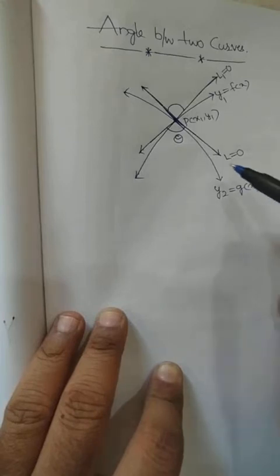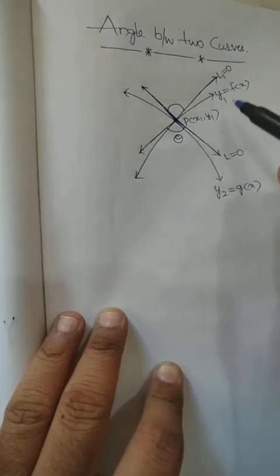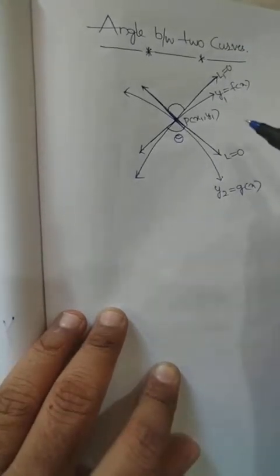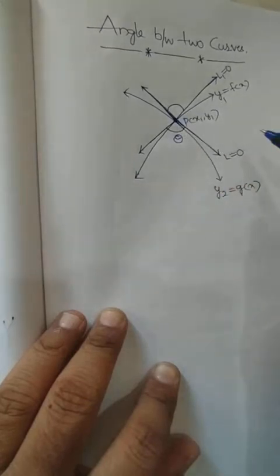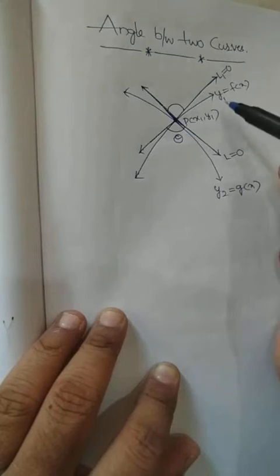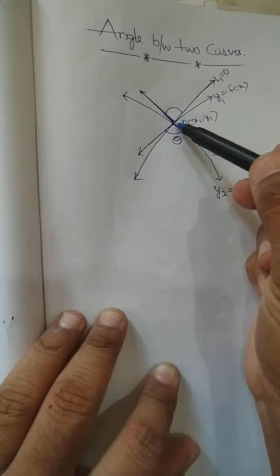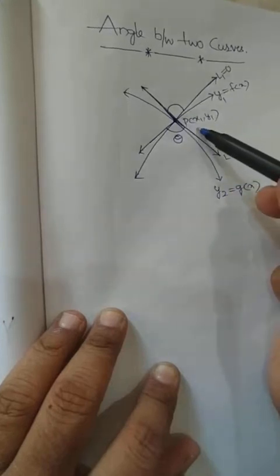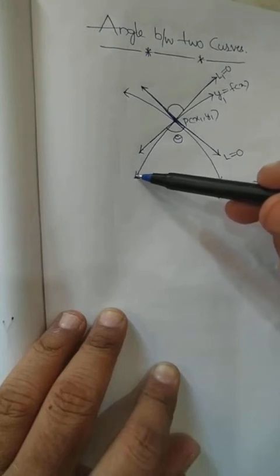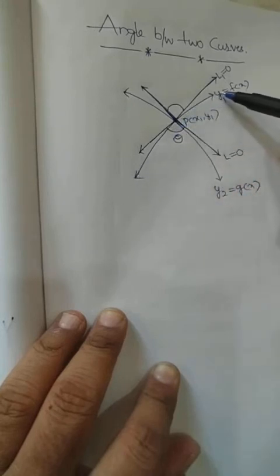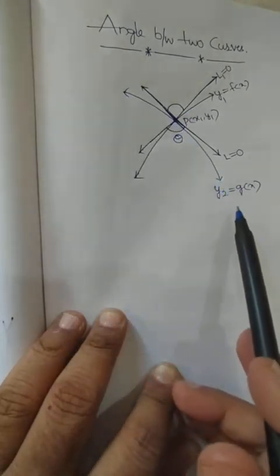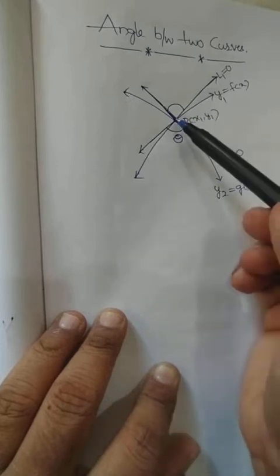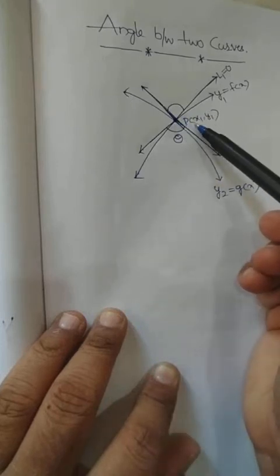When we are getting the angle between these two curves, it forms whenever these two curves are intersecting at a point. Let us suppose that point is P of x1 comma y1. Now observe here, this one is y1 is equal to f of x, and this curve is y2 is equal to g of x. So these two curves are intersecting at the point P of x1 comma y1.